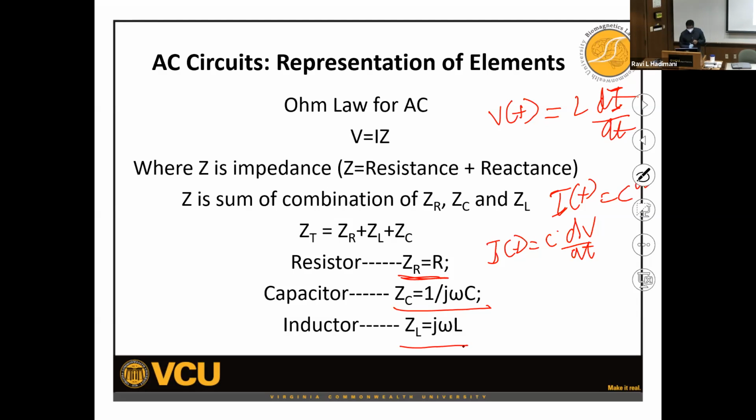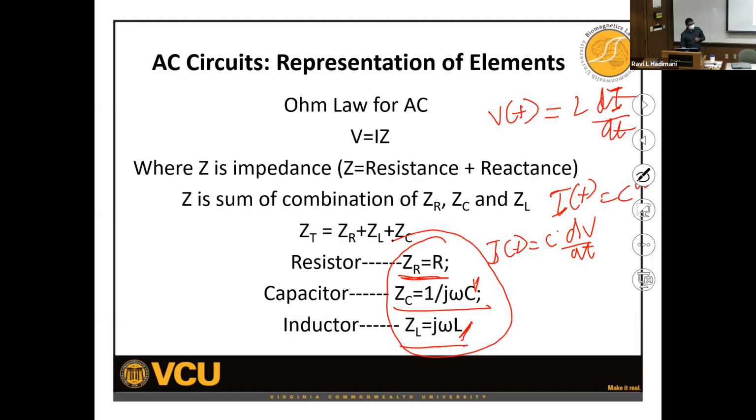And the impedance of an inductor, ZL, is j omega L. L is the inductance, that is measured in Henry. C is the capacitance, that's measured in Farad. So these are the three components in any AC circuit.